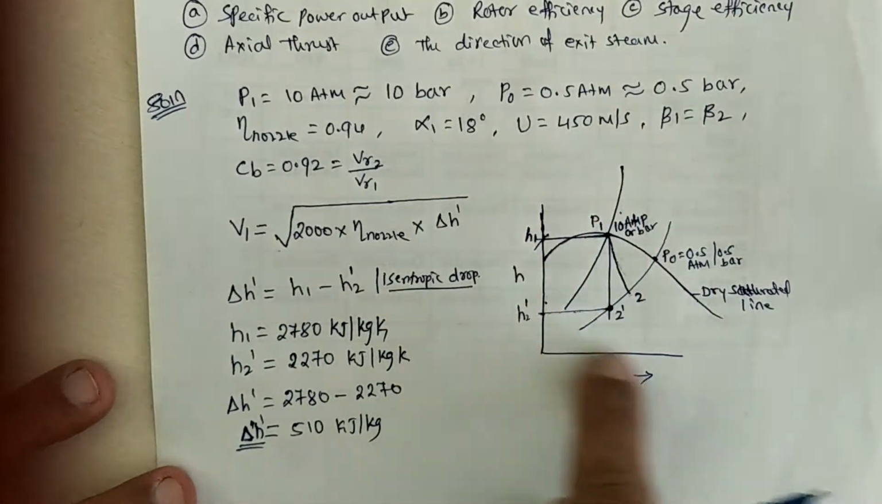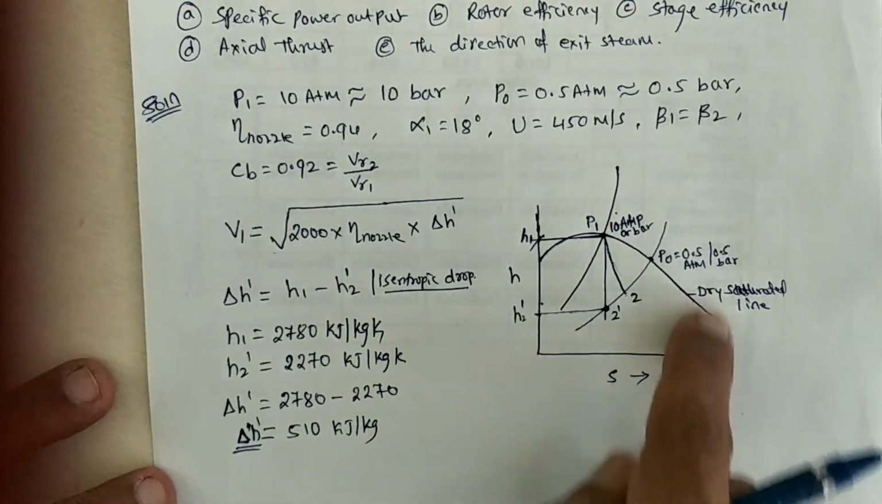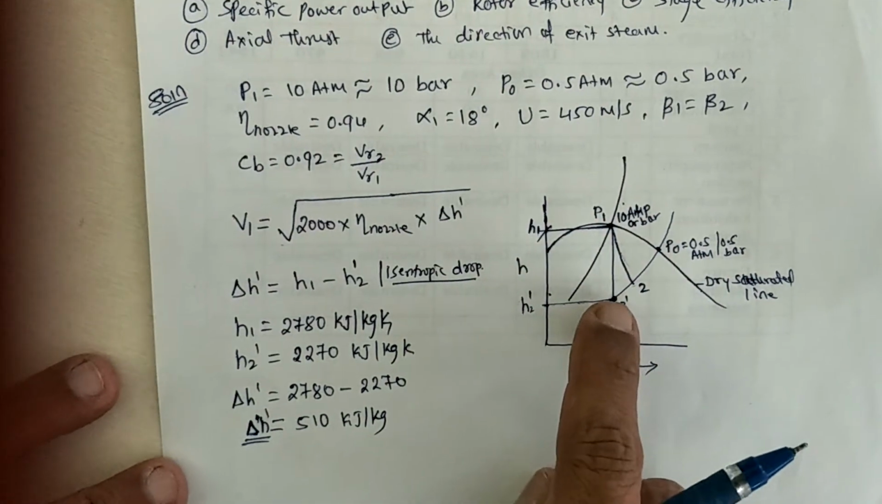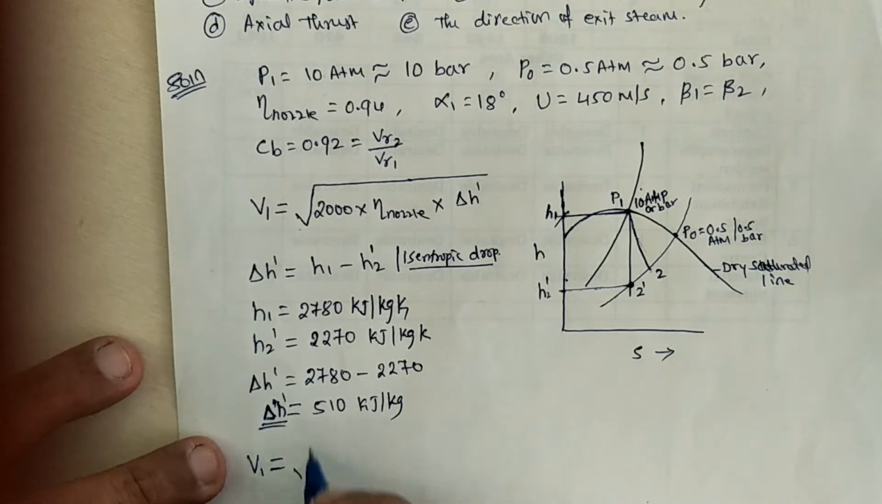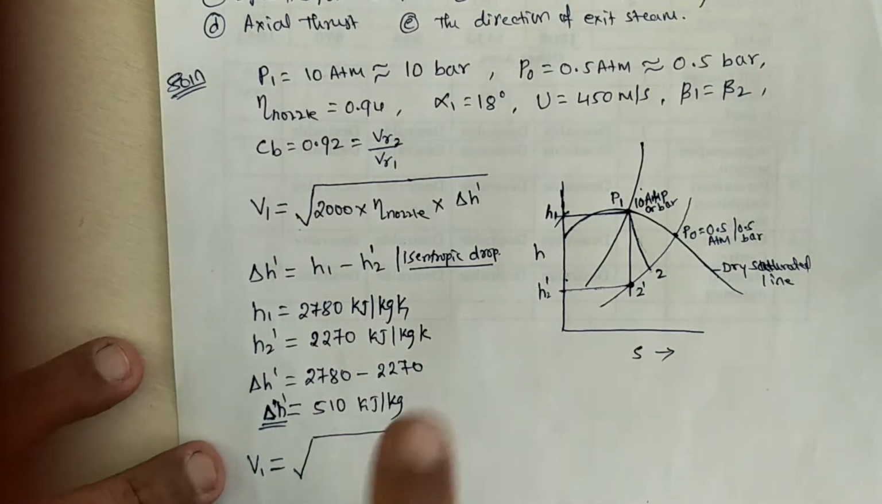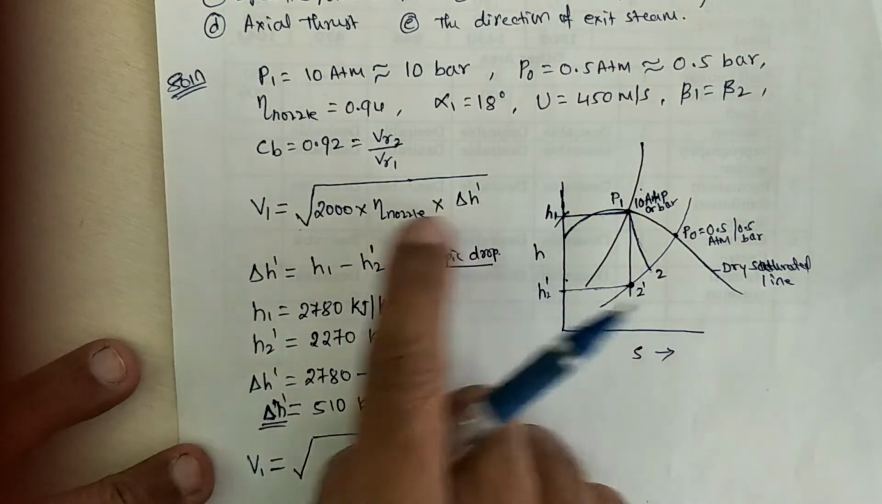So this value we have obtained from the Mollier chart. This is the Mollier chart. So this is how we have obtained the value of delta H. Now I am going to calculate the value of V1, the velocity of the steam. It is given by the square root of, so this is the equation for V1.